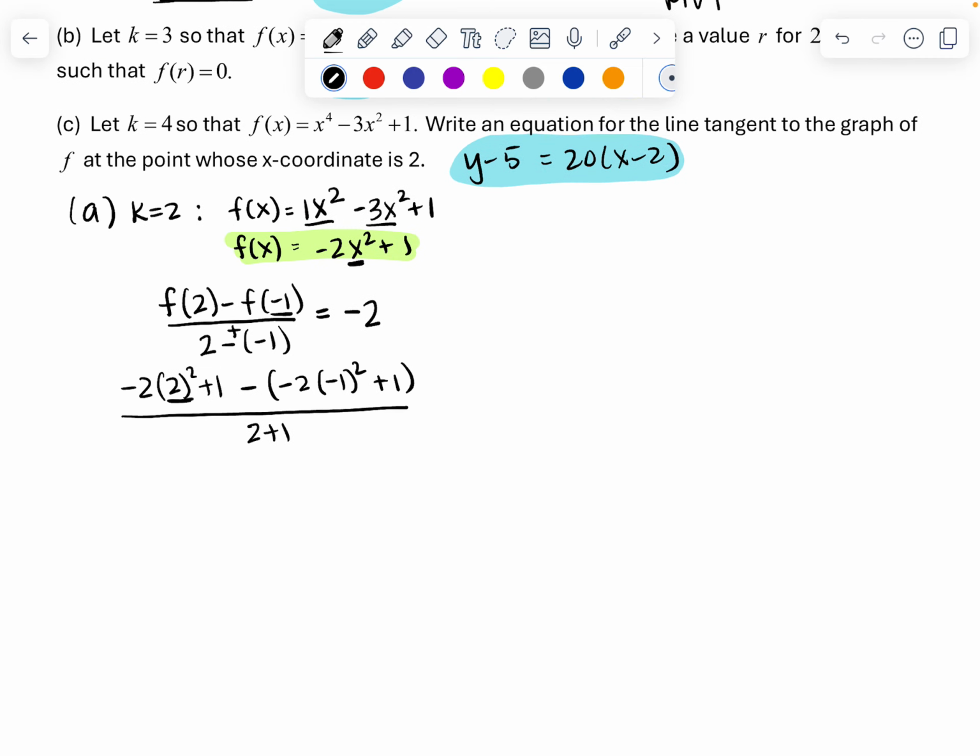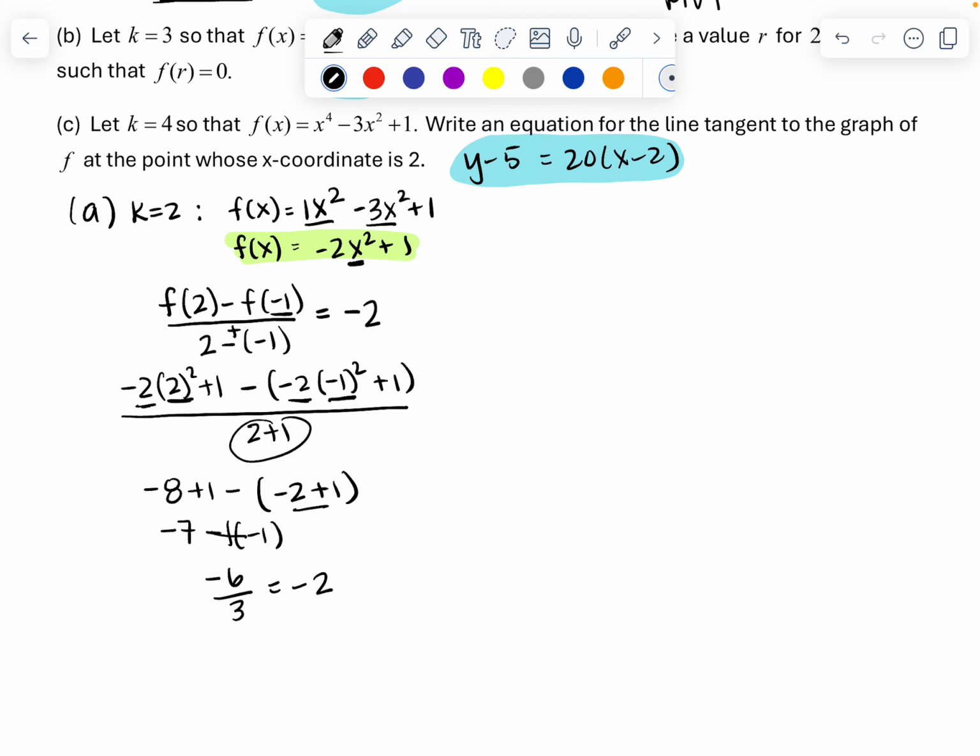So let's calculate. 4 times negative 2 is negative 8 plus 1. Minus, negative 1 squared is 1, 1 times negative 2 is negative 2 plus 1. So I have negative 8 plus 1, which is negative 7, minus negative 2 plus 1, which is negative 1. Then negative 7 plus 1 is negative 6, all divided by 2 plus 1, which is 3. So this does, in fact, equal negative 2. First I had to check that it actually worked.